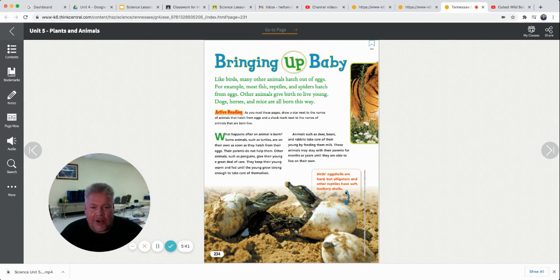Birds' eggshells are hard, but alligators and other reptiles have soft, leathery shells, so you couldn't crack them open. They're more like leather, like a baseball glove material, but thinner. So they are not like a chicken egg that you eat for breakfast. Here come some little alligators out, little baby alligators.